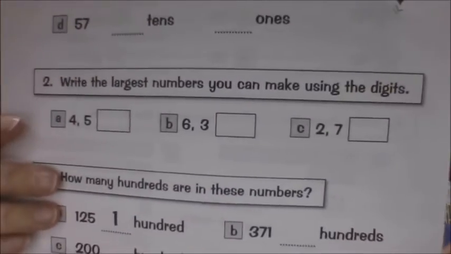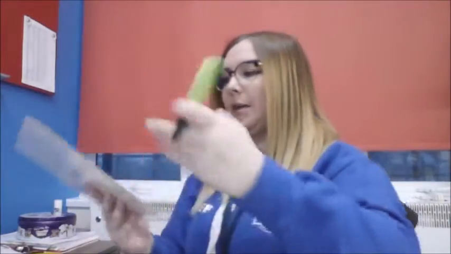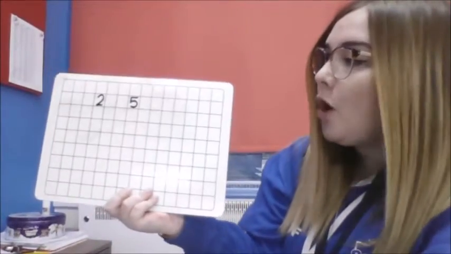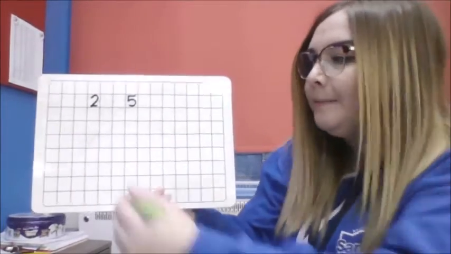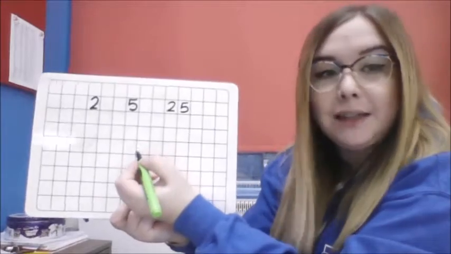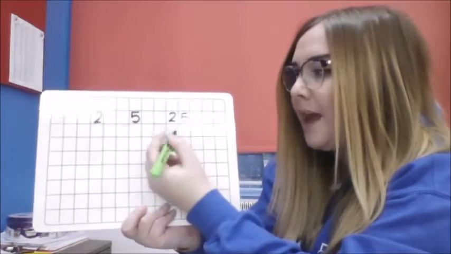So it says, write the largest number you can make using these digits. So you've been given 2 numbers. So I'm going to write down 2 numbers, and I'm going to write down a 2 and a number 5. Now I can only use these 2 numbers. And I've got to think of which order I can put them in to make the biggest number possible. Now, if I put my 2 at the start and then my 5, that makes the number 25. But I think if I swapped them around, I could make an even bigger number.